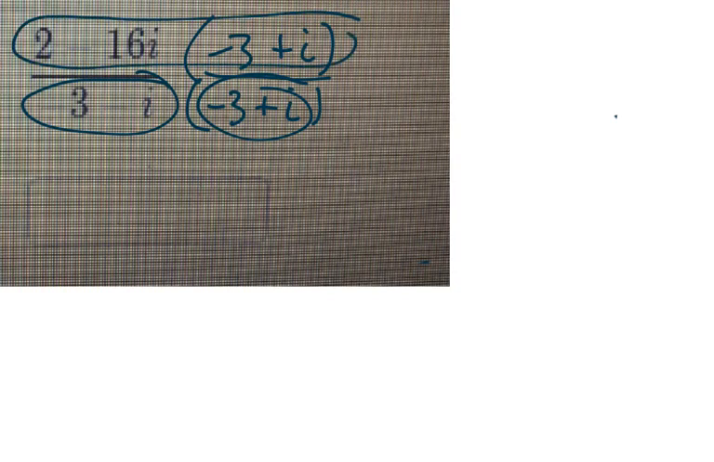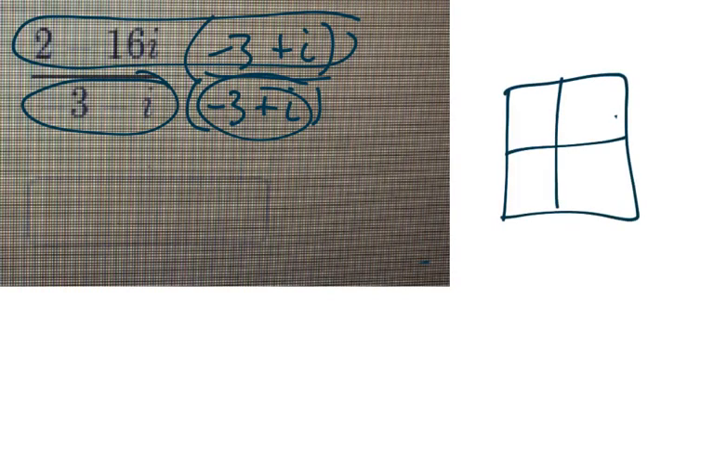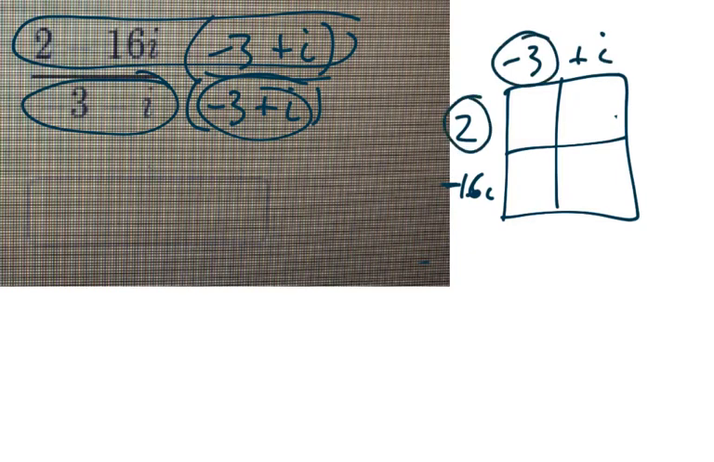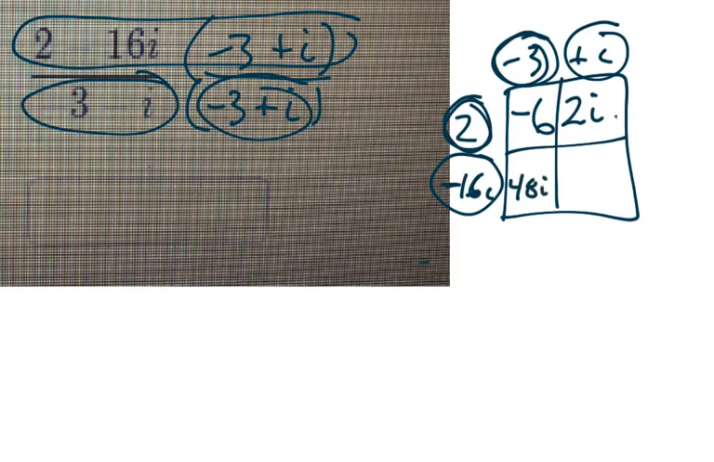So let's do the numerator first. We got 2 minus 16i. We got negative 3 plus i, the conjugate, right? Let's see what happens. Negative 3 times 2 is negative 6. i times 2 is 2i. Negative 3 times, see, that's a bigger number, negative 16 is positive 48i. Again, you would use your calculator to figure that out.